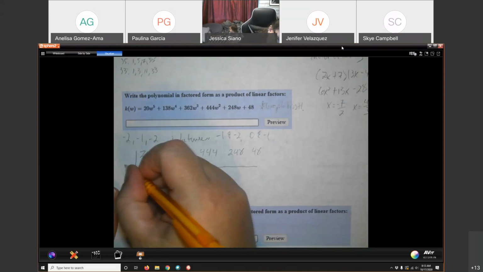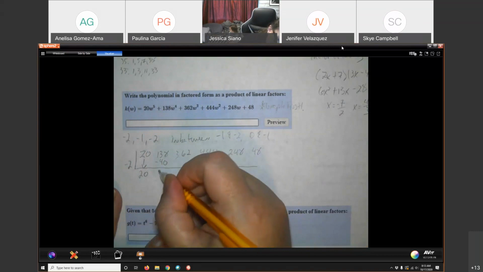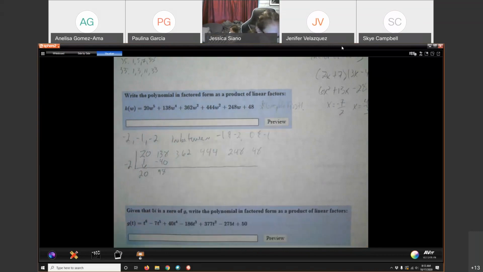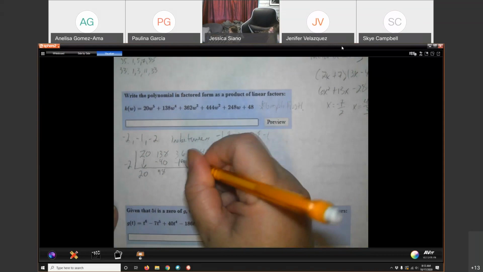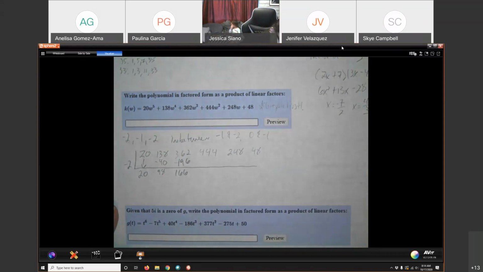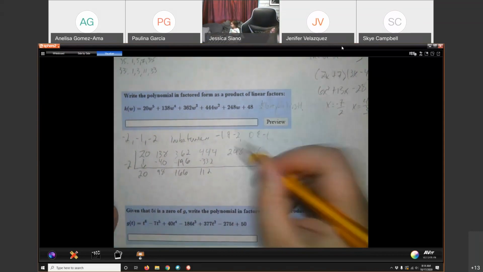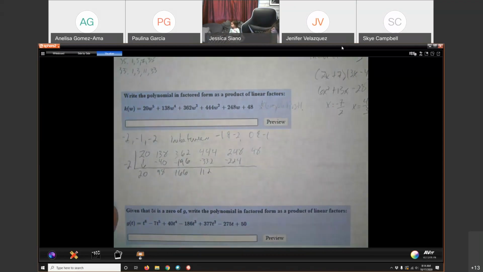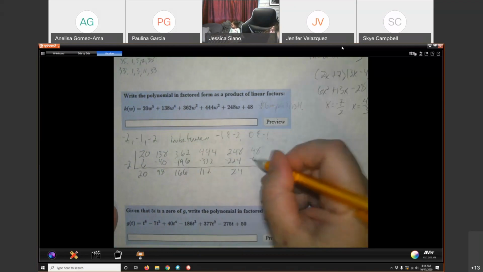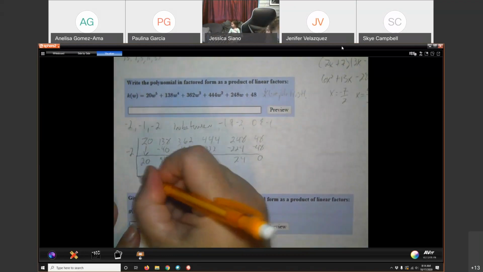So I know I have a 0 at -2. We multiply, we add, we multiply, we add, we multiply, we add, we multiply, we add. I'm going to divide out another -2.